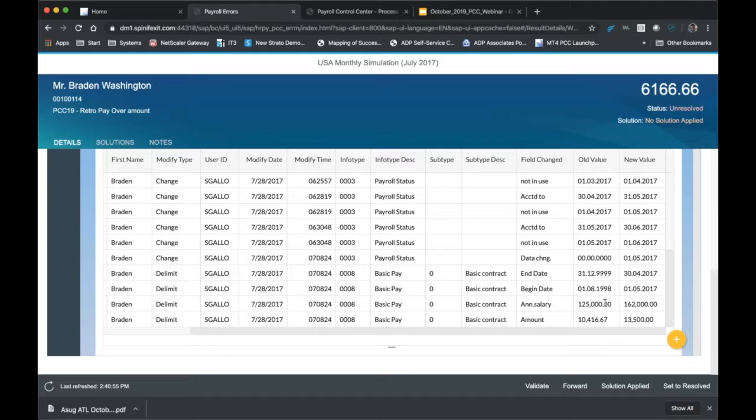If it was something that we didn't understand, we could always forward this to another individual that might be responsible for this specific type of change. Maybe it was tax related or whatnot, and they can go take a look at it. But that's really the beauty of the SpinifexIT solution, in my opinion.